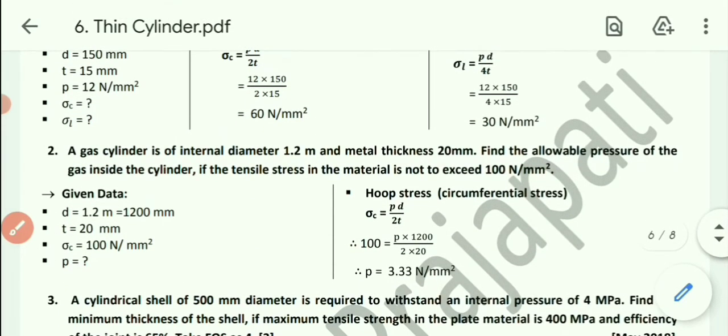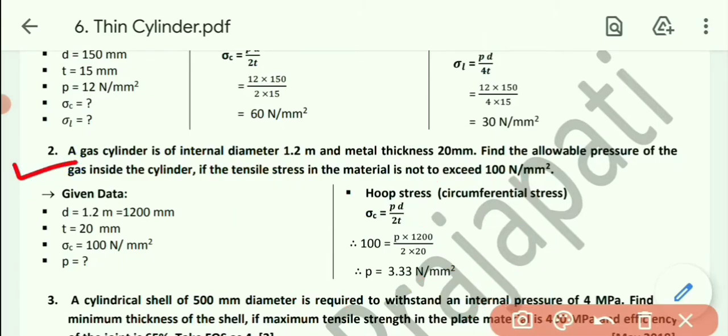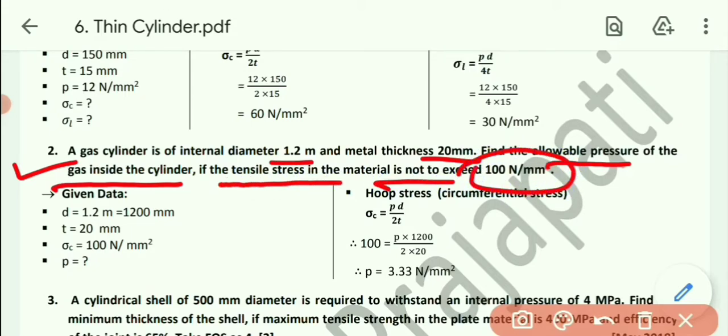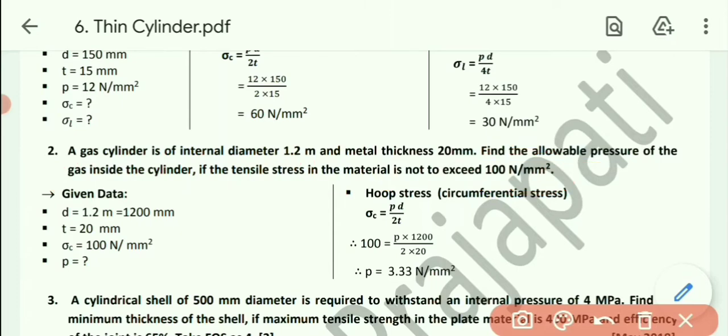Now let's solve another kind of example. Example number 2. A gas cylinder is of internal diameter 1.2 meter and metal thickness 20 mm. Find allowable pressure of the gas inside the cylinder, if the tensile stress in the material is not to exceed 100 Newton per mm square. So let's write down first of all the data. Diameter is 1.2 meter, let's convert it into smaller units, multiply by 10 raised to 3, so ultimately 1200 mm. Metal thickness 20 mm.